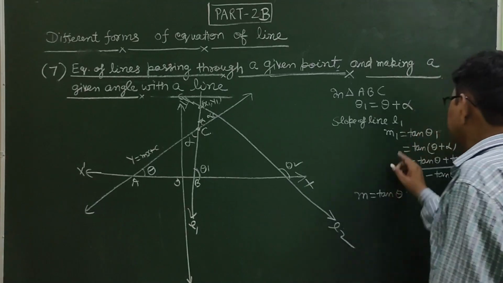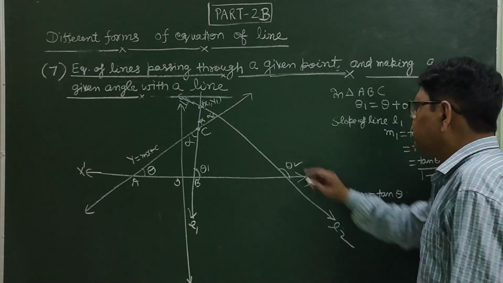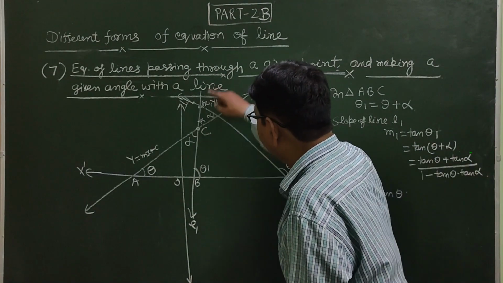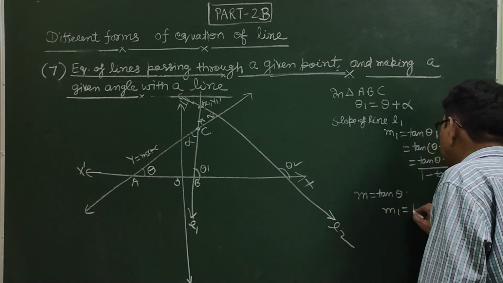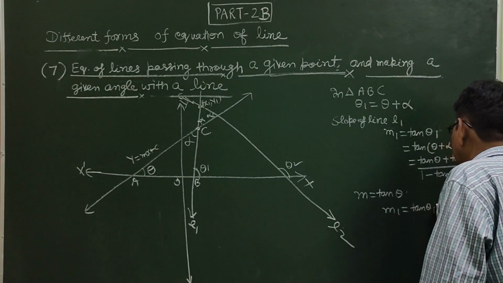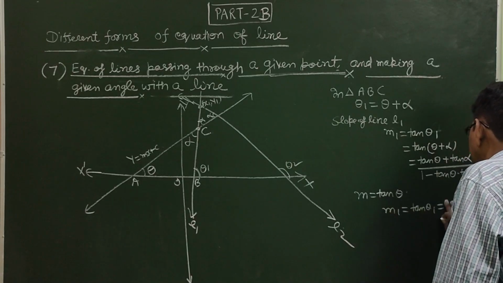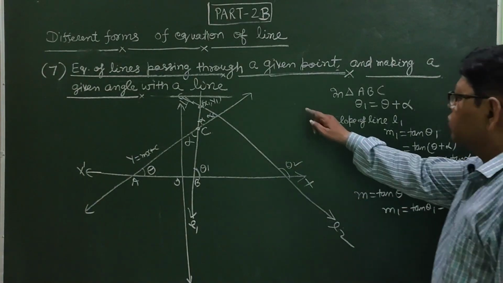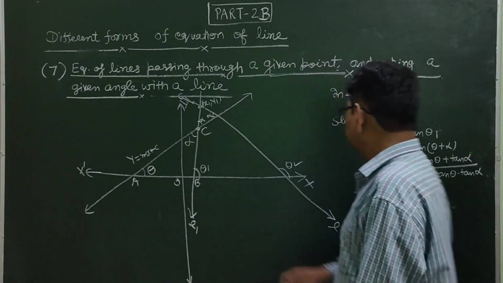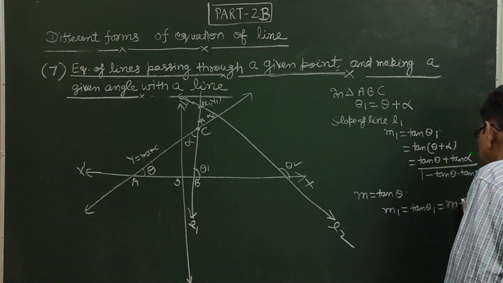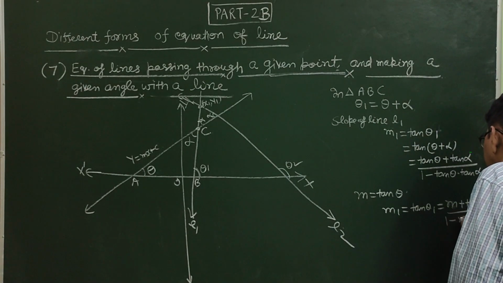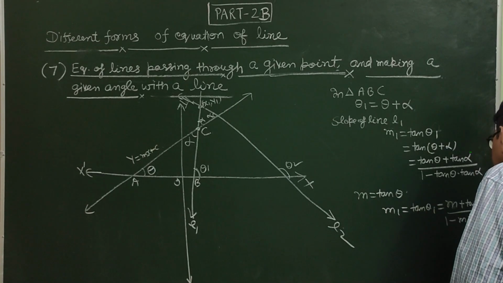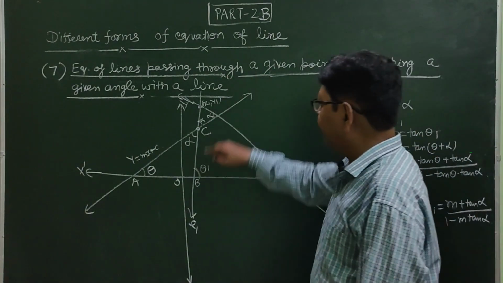So we can write the slope of line L1, m1, is equal to tan of theta 1, and this is equal to tan theta plus tan alpha upon 1 minus tan theta tan alpha. Tan theta is equal to the slope of this line, which is m. So m1 is equal to m plus tan alpha upon 1 minus m tan alpha. This is the slope of the line L1.